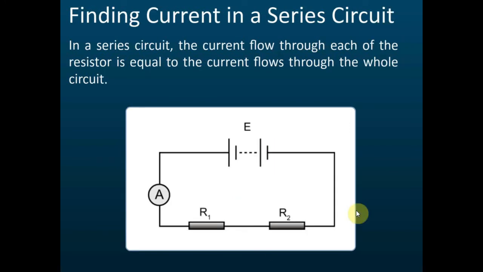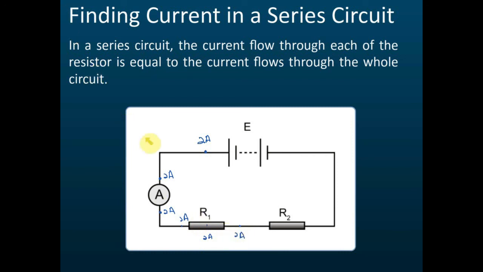Finding current in a series circuit. Let's start with an easy one. In a series circuit, the current flowing through each of the resistors is equal to the current flowing through the whole circuit. I think we have learned this before, right? So let's say if the current at this point is 2 ampere, then the current at this point is also 2 ampere, and the current here is also 2 ampere. And the current here is 2 ampere, the current inside is also 2 ampere, the current outside is also 2 ampere.